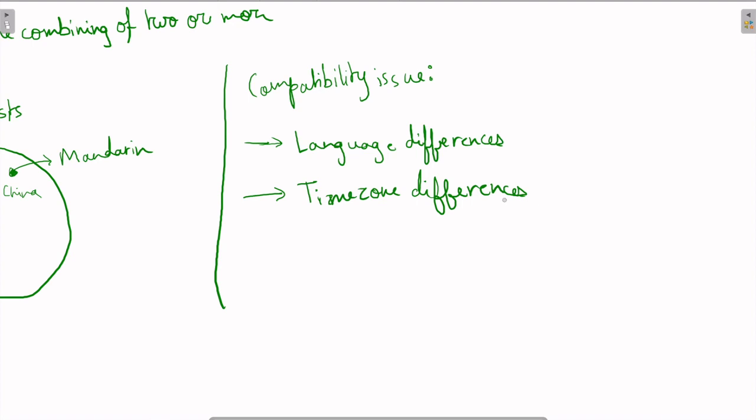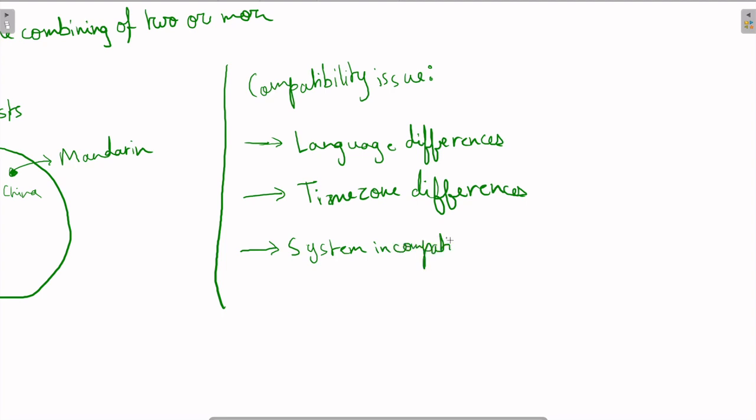Differences. Cool. Now, the last point is pretty simple. It's nothing to do with geography. It's simply system incompatibility. System incompatibility. I'll tell you what I mean by that.